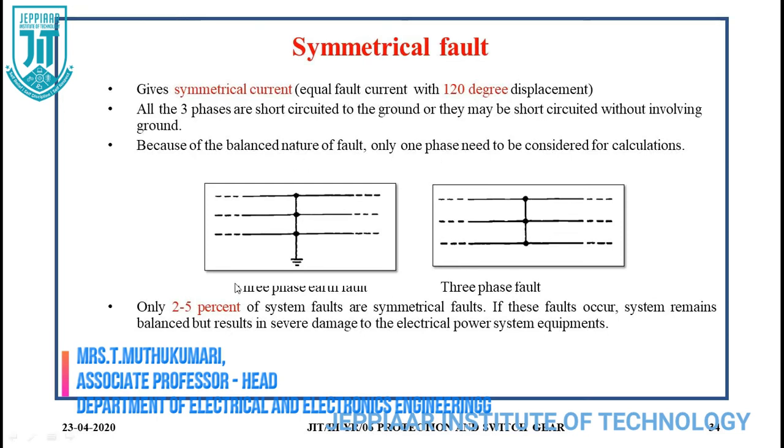Mostly this type of fault occurs in only 2 to 5% of system faults, but it affects the system very severely. If this fault occurs, the system remains balanced but results in severe damage to the electrical power system equipment. So these two are the symmetrical faults.